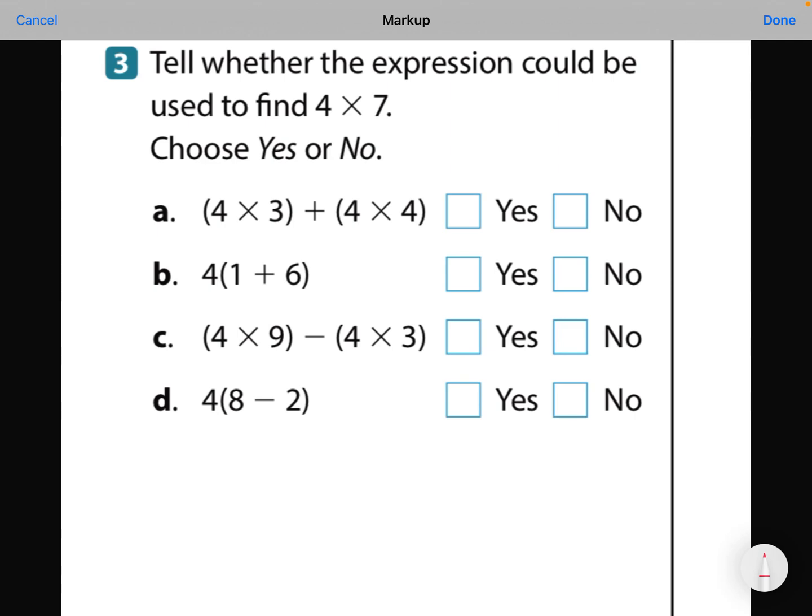All right, welcome back. Tell whether the expression, all of these are expressions because they have no equal sign, could be used to find 4 times 7. Choose yes or no. First thing I'm going to do, I know there's multiple ways to do this, but the very first thing I always do is I go ahead and solve it. It makes me feel better. I know what I'm trying to get. So I could simply go through and solve each one of these, and then I'm yes or no.